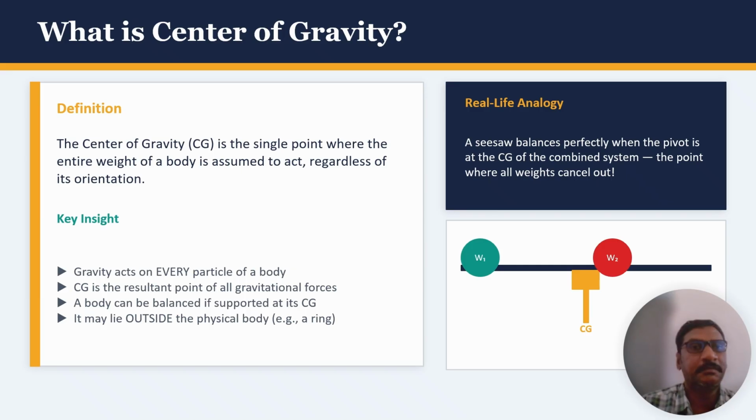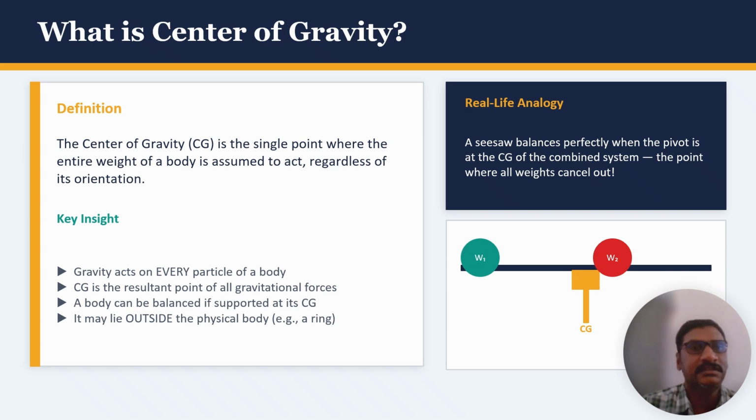Let us start from the very beginning, from first principles. Imagine you are holding a book in your hand. When you let go, it falls down. Why? Because the earth is pulling it. That force is gravity. Now here is a crucial question. Where exactly is gravity acting on that book?